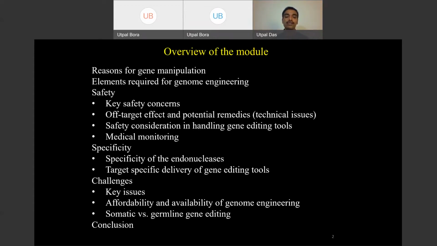That also will bring in another important issue to discuss, which is whether we should stick to only somatic gene editing, or also go ahead with germline gene editing. So these are some of the major points I thought I should mention to you. These are the minor things we are going to discuss.